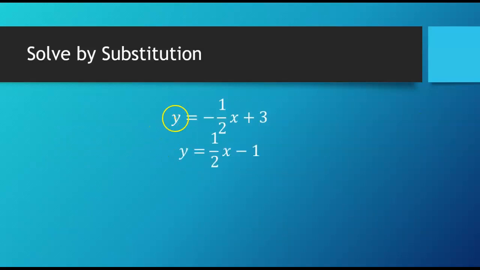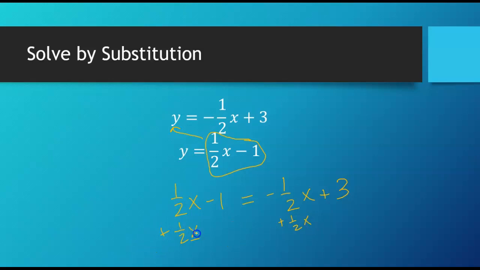All right, again, these are already solved for y, so I can just take this equation and replace that y with that equation. So 1/2 x minus 1 equals -1/2 x plus 3. Okay, I'm going to add 1/2 x to both sides in order to get that to go to 0. So 1/2 x plus 1/2 x is 1x. So x minus 1 left over here. That goes to 0. I'm left with 3. And then just add 1 to both sides.